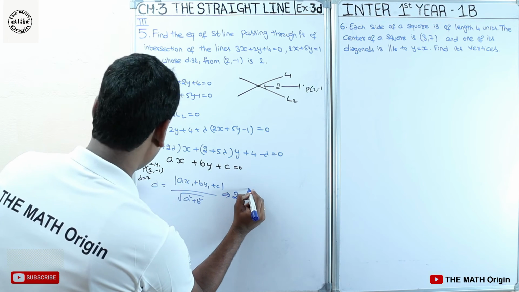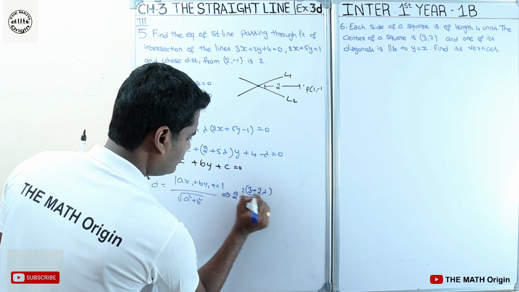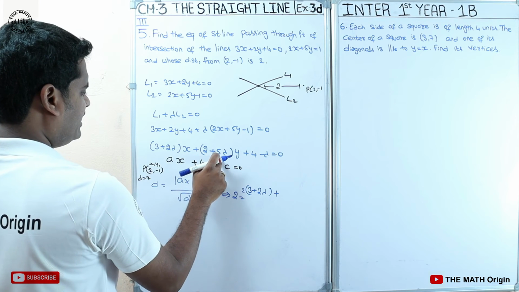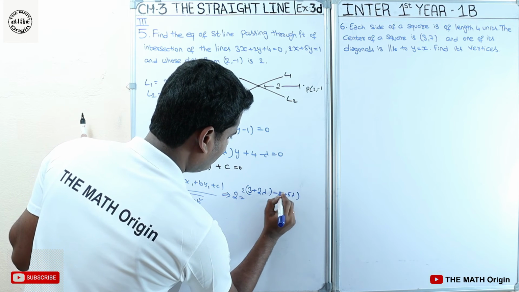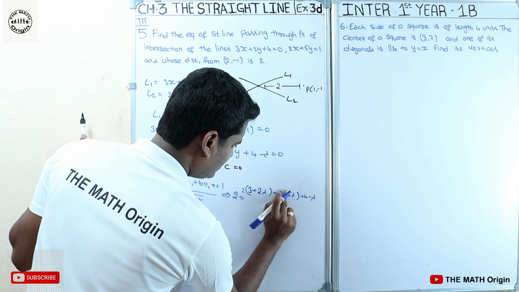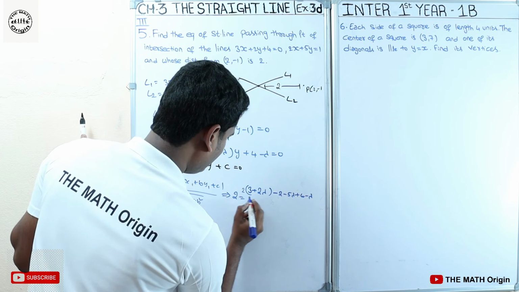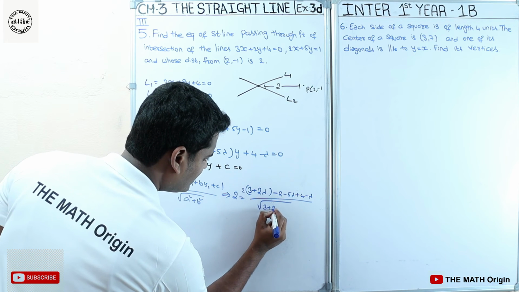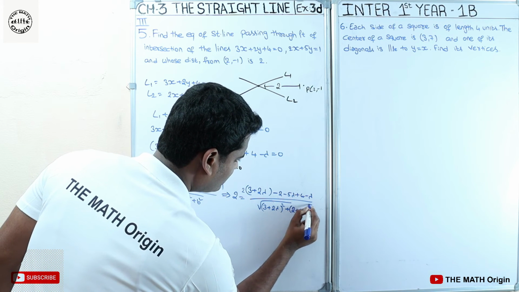So ax1 means 3 plus 2 lambda into x1, which is 2. Next plus by1, means 2 plus 5 lambda into minus 1. So it is minus 2 plus 5 of lambda plus 4 minus lambda. Here I will take out the braces, then it will be minus 2, and this is minus 5 plus 4 minus lambda, plus 4 minus lambda, by root of a square plus b square, means it is root of 3 plus 2 lambda whole square plus 2 plus 5 lambda whole square.